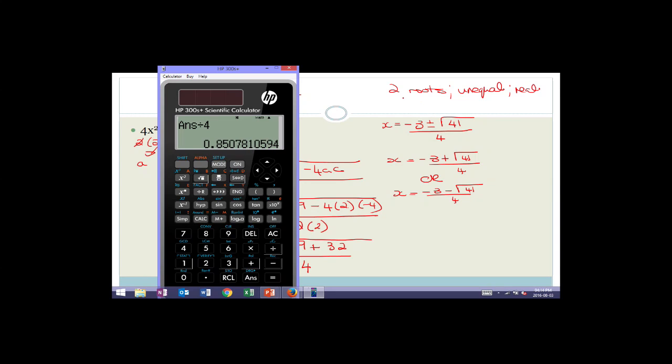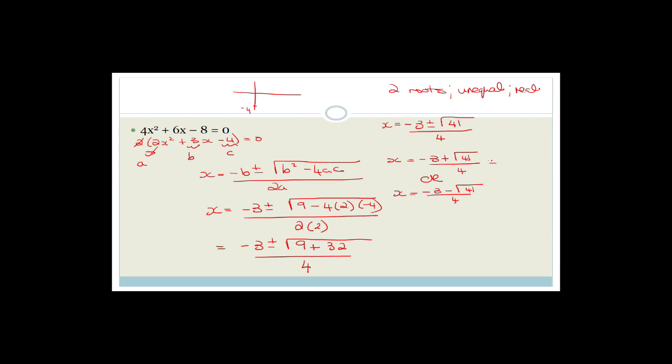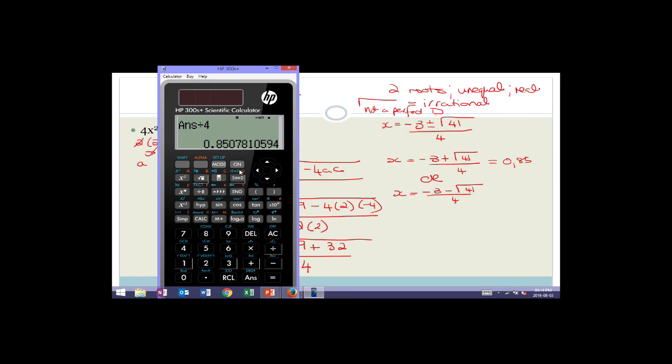So this is going to be 0.85. So do you agree that it is going to be irrational? And the reason it is irrational is because everything under the square root is not a perfect square. This 41 is not a perfect square. Now let's do this one, just to prove to you that they are unequal.